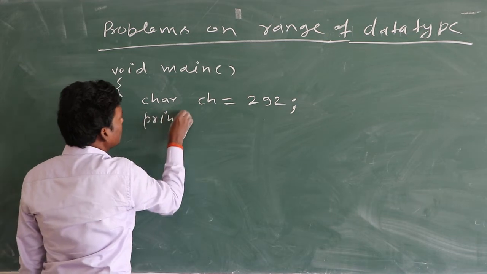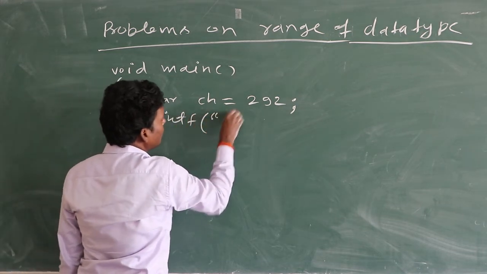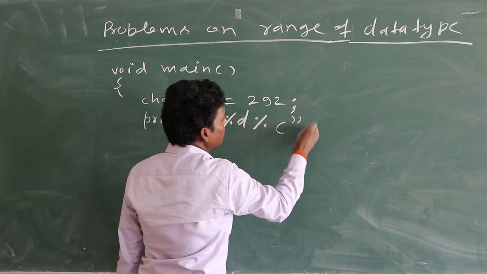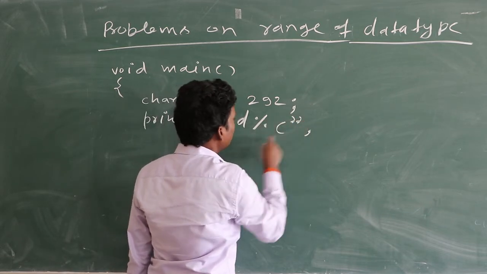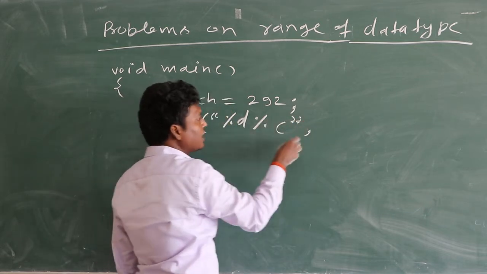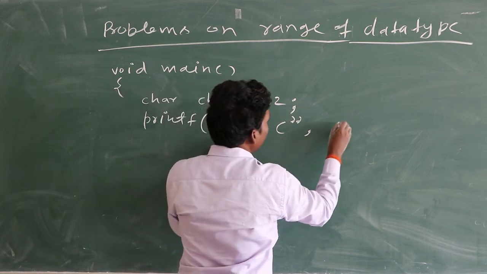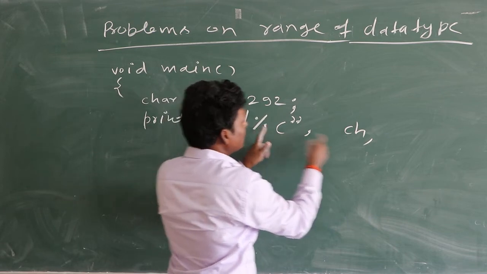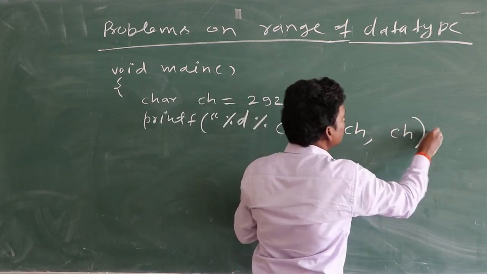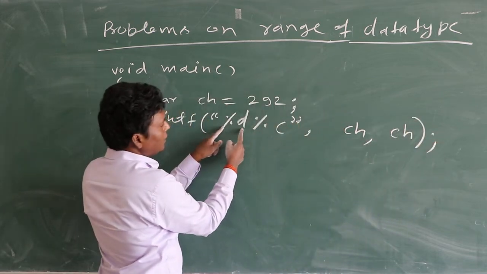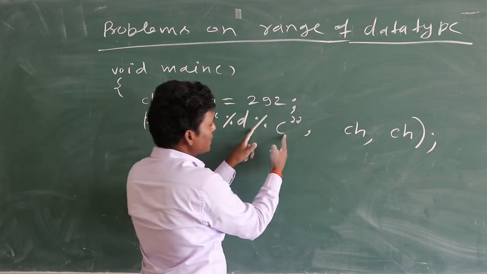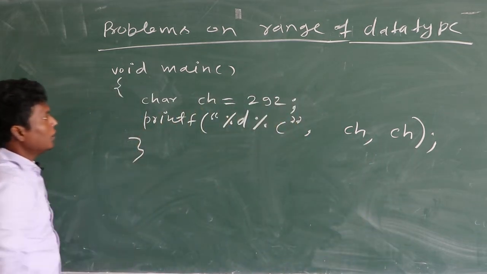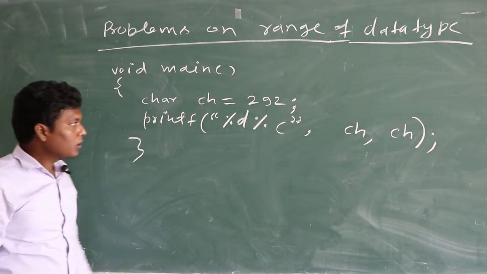printf, %d %c, both in the same printf function. %d prints this ch and %c prints this ch. So class, what will be the output?